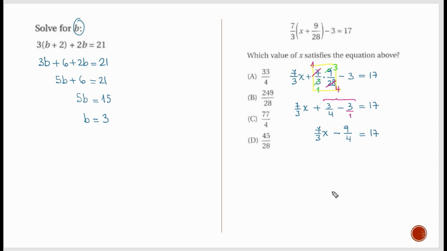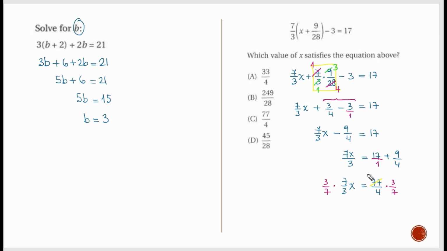And after that, we will add 9 over 4 to both sides, so we get 7/3 of x is 17 plus 9 over 4. Don't forget that 17 is the same as 17 over 1, so we have to combine the two fractions, and we will get 7/3 of x equals to 77 divided by 4. And at last, we will multiply by the inverse of 7/3 in order to find the value of x.